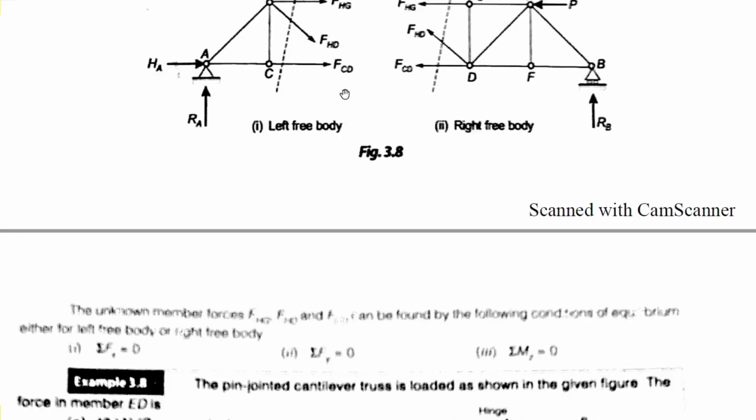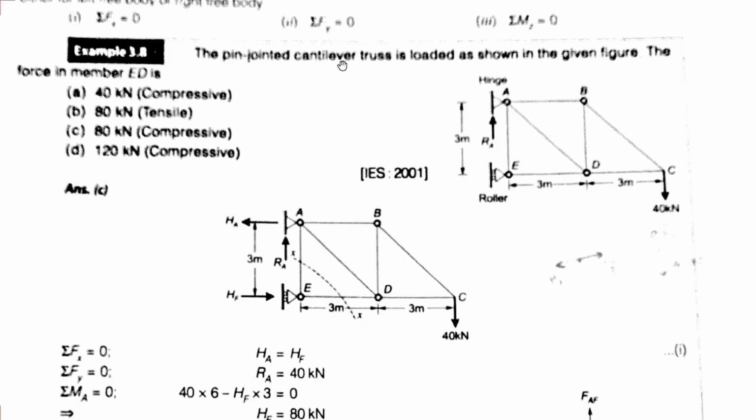Okay, so let's take some numerical problem. The pin jointed cantilever truss is loaded as shown below. So this is your pin jointed cantilever truss, and this is having a roller support here. This is your hinge support, and this is your A, B, C.